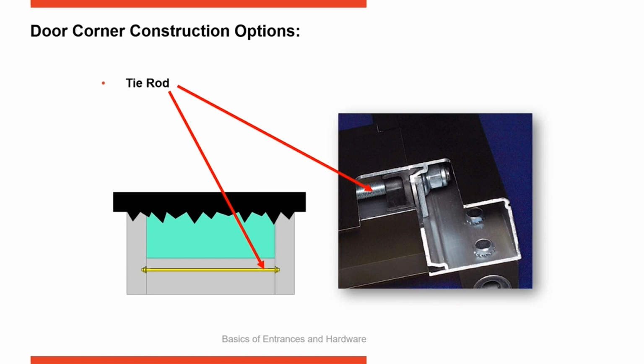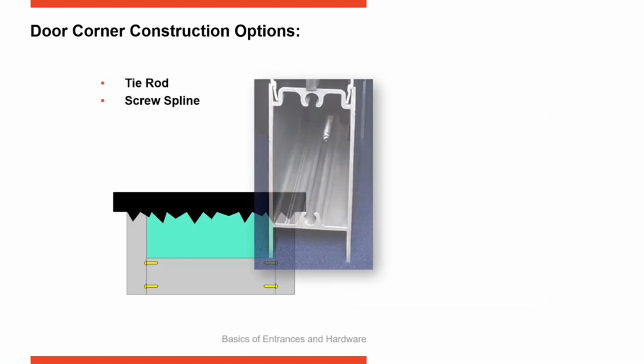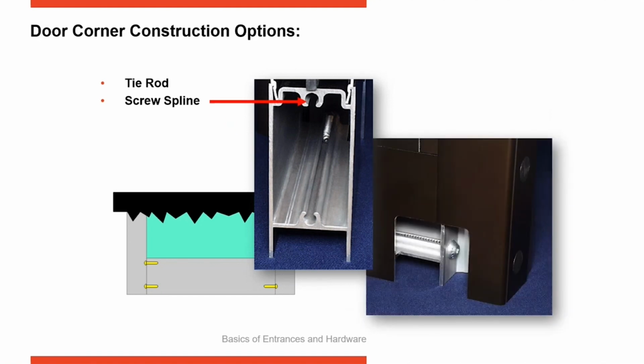Another similar means of construction is called screw spline. With screw spline, your top and bottom rail have extruded screw raceways in them. So fasteners are run through the vertical stiles into the horizontal members and tightened down. Once again, because of twisting and racking, periodically those do need to be tightened down to keep the door functioning correctly.